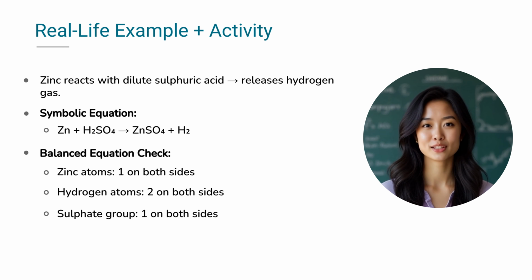Let's quickly check if it's balanced. Zinc atoms, 1 on both sides. Hydrogen atoms, 2 on both sides. Sulfate group, 1 on both sides. Perfect. This equation is already balanced. It's a simple reaction, but a powerful demonstration of how reactivity and gas formation work in real chemistry. Always remember, try this in a supervised lab setting for safety.